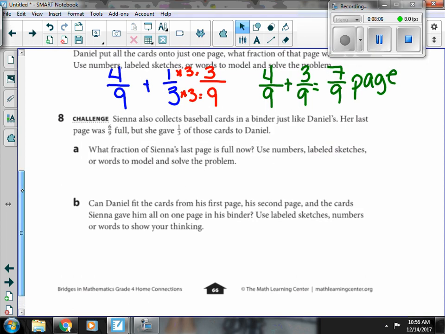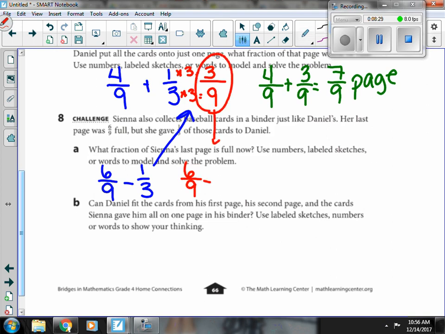Well, since I'm giving some away, I know my problem is a subtraction problem. And again, I can't subtract because those denominators don't match, but I already did the work here. So I'm going to use that. So I'm going to have 6/9 minus 1/3, which we said was 3/9. So we have 3/9 left over.